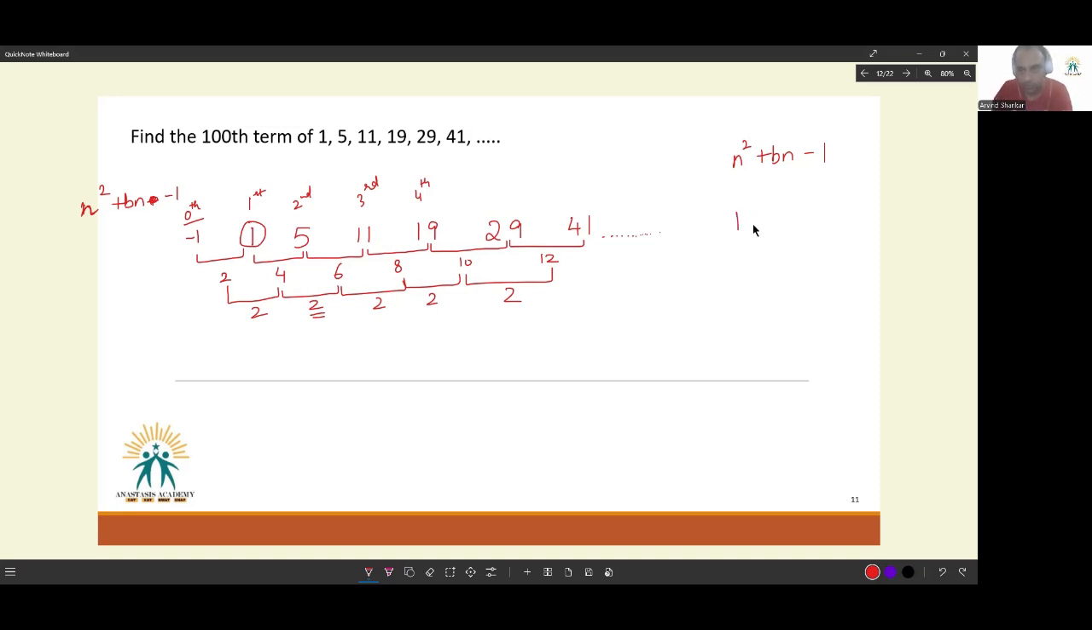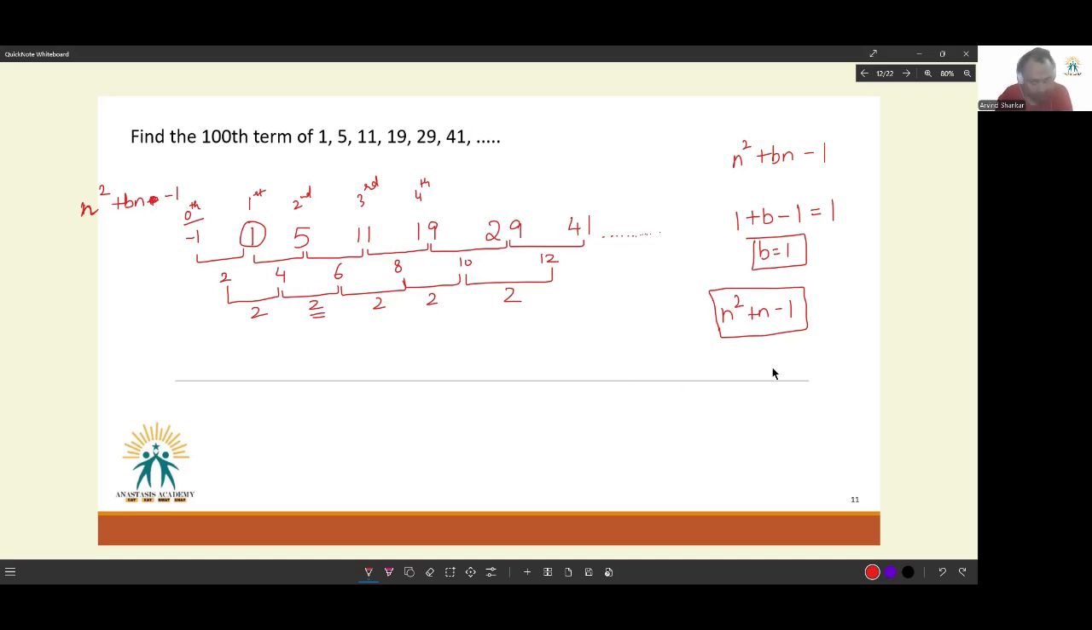So I'll have 1 plus b minus 1 is equal to 1, which gives me b is equal to 1, which gives me the standard nth term for this series, given by n square plus n minus 1. Now see, because this is a fairly popular series, many people have solved it. I'm sure if you practice sufficiently, you would have solved this already in your practice, and you would have arrived here anyway.